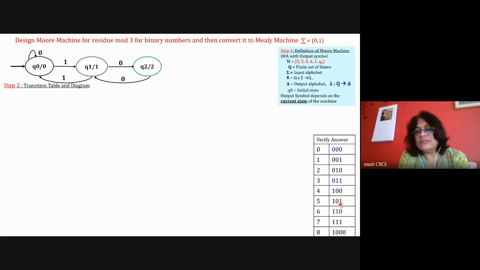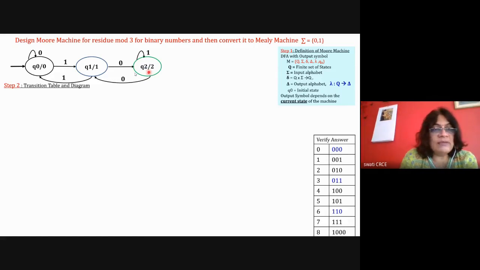Now check for 101. The remainder is 2, so it should go to the state Q2. So check from here, 1, 0. Now it is in Q2. And if there is any 1, then it will remain in the same state.